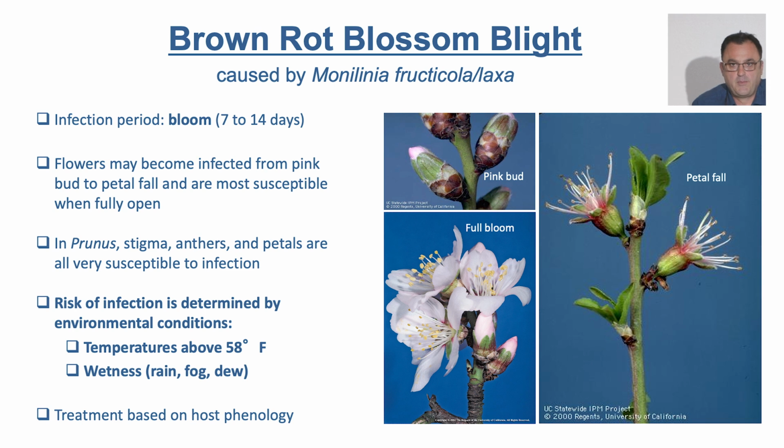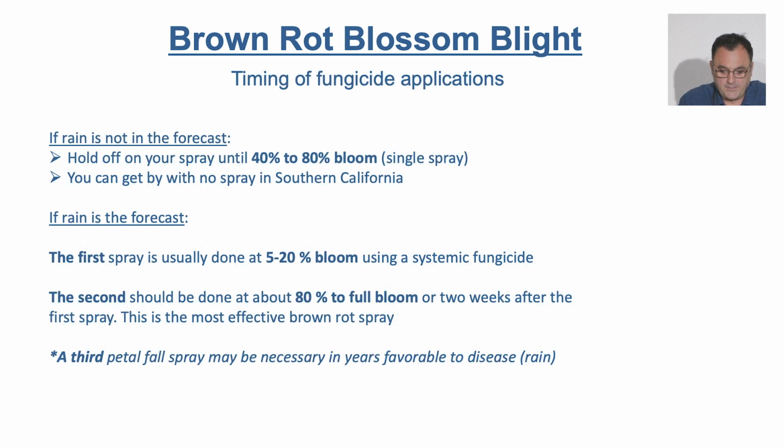It's a disease that will be mostly prevalent if you have a relatively warm spring, at least 58 degrees Fahrenheit, with some humidity or wetness from rain or fog. So, thinking of disease management in this situation, you need to understand your orchard history. If you have a cultivar that's highly susceptible to Monilinia, and you have a wet bloom with relatively warm temperatures, you may consider two sprays to manage something like blossom blight.